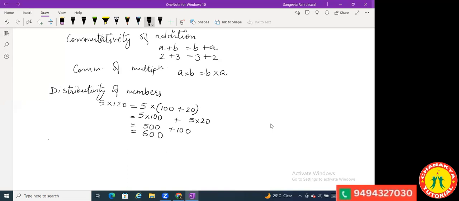Now another rule is associativity. Associativity of addition of numbers. Now associativity says that if I have three numbers, A plus B plus C can be written as A plus B plus C, with the bracket grouping.